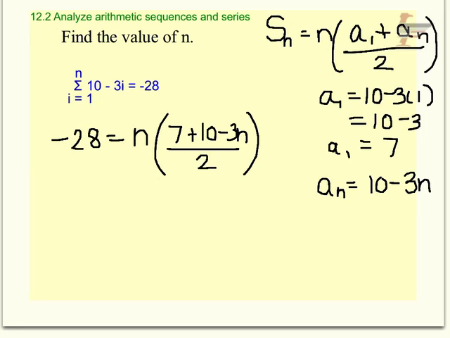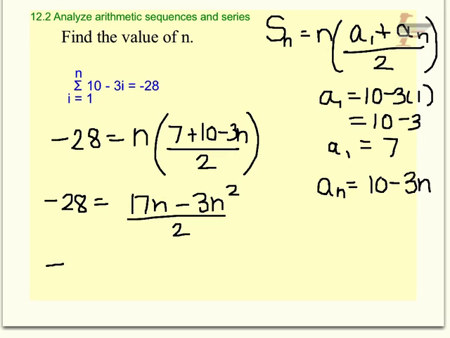Now if you simplify things a little, 7 plus 10 is 17, and then I'm going to distribute the n through. I think we can handle that. So you'll have 17n minus 3n squared, and then because these are not divisible by 2, if they were, that's what I would do, but I'm going to multiply the 2 over. So that's going to be negative 56 equals 17n minus 3n squared. Then you just have a nice quadratic.